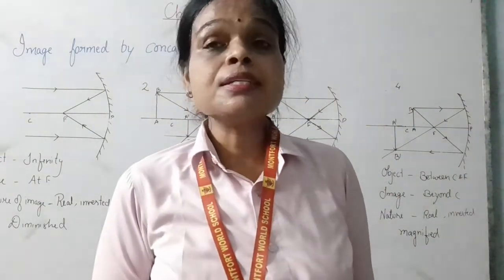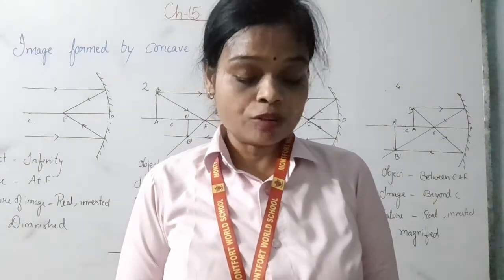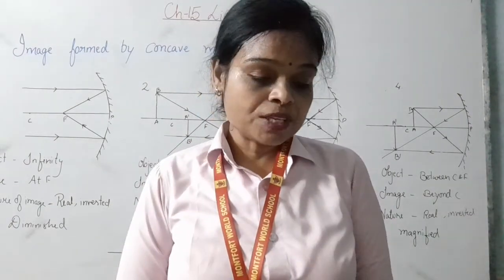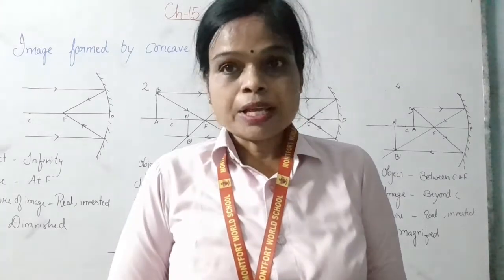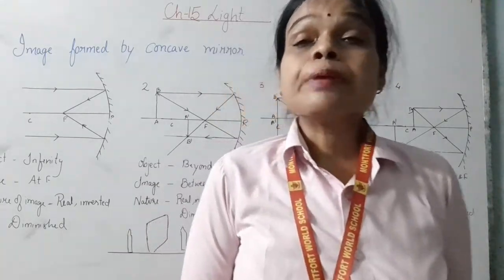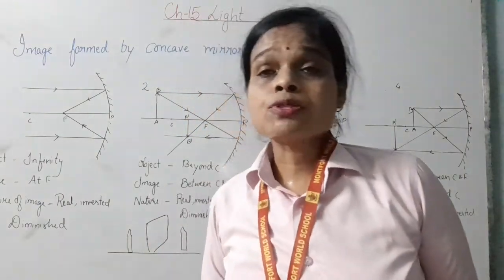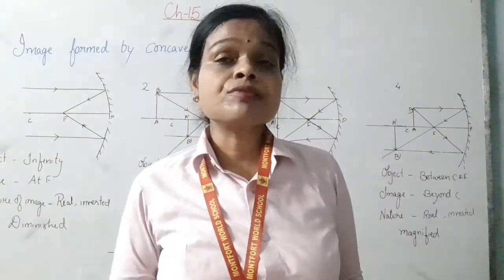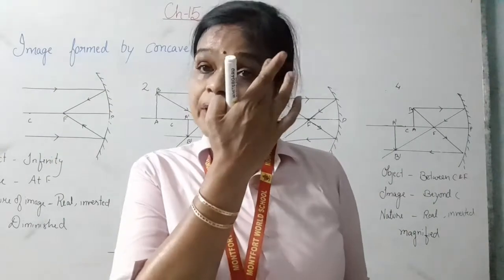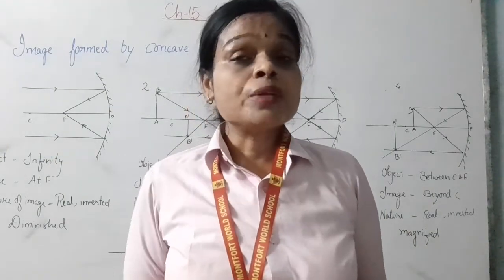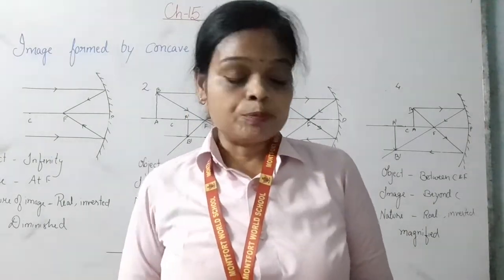So the principle is, it always forms a virtual and erect image. The image is of the same size as the object. It is based on the reflection of light. It doesn't form on the screen. It always forms a virtual and erect image. The image is always the same size as the object.